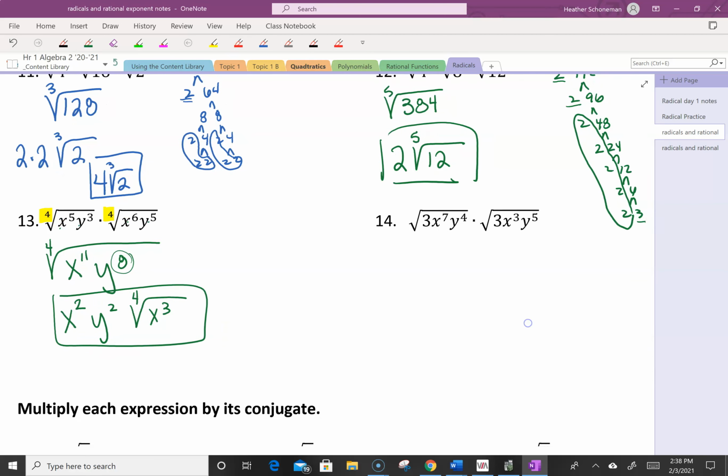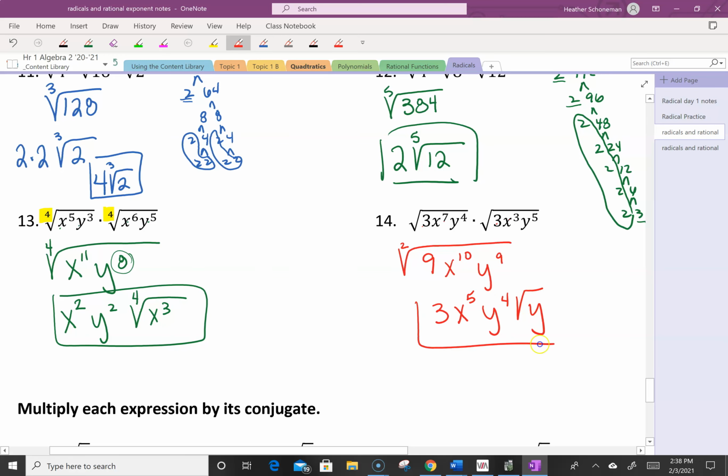One last one. I need to multiply them together. Now the numbers I actually multiply, so this is the square root of 3 times 3, which is 9, but with the variables I add the exponents. 7 plus 3 is 10, so I have x to the 10th, and then y to the 9th. The square root of 9 is 3. Remember there's an invisible 2 here, so how many groups of 2 are in 10? Well, there's 5. How many groups of 2 are in 9? Well, there's 4, but there's 1 left over, so that's my final answer.